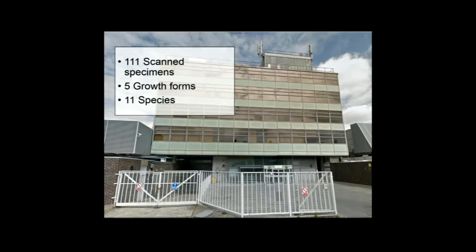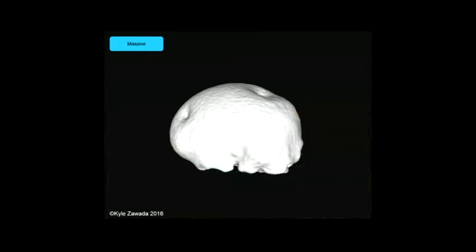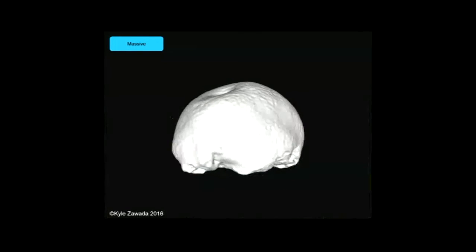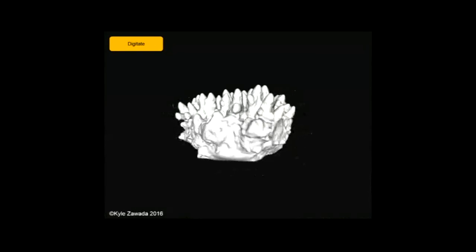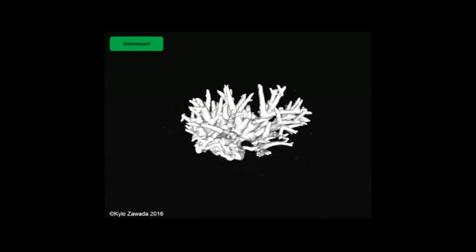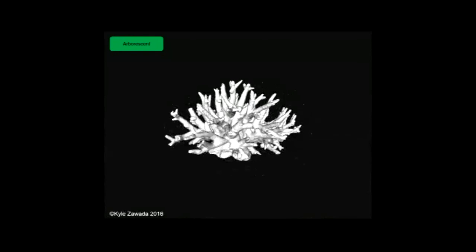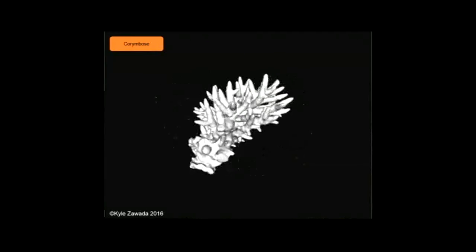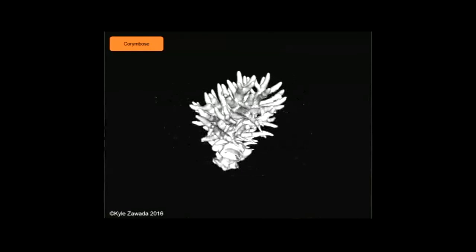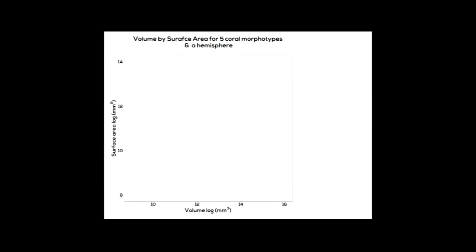And so the data that I'll be showing you today in the growth forms are the massives, which kind of look like little swashbucklers, the digitates, or finger-type projections, arborescents, so like open branching things, tables, which as you can imagine look a little bit like a table, and the corymbose, which to be honest I'm not really sure what corymbose is, but that's what they look like.